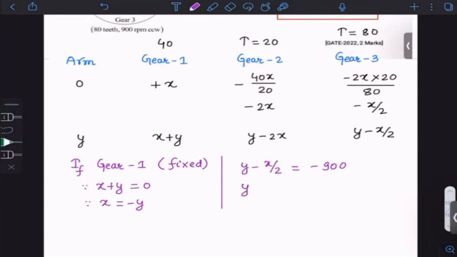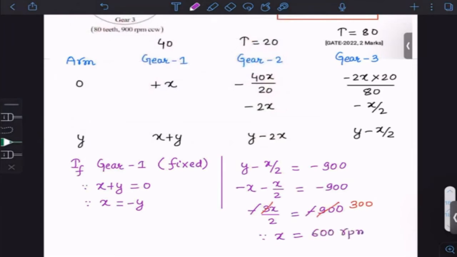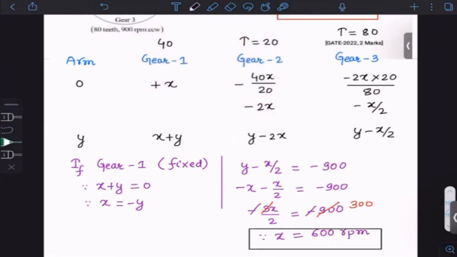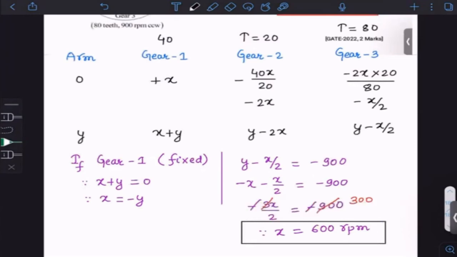So here, instead of y, what we can write is minus x by 2, minus 900. Minus 3x by 2 is equal to 900. X is equal to 600, right? 600 rpm, okay. X is equal to, my dear, 600 rpm that we are getting.